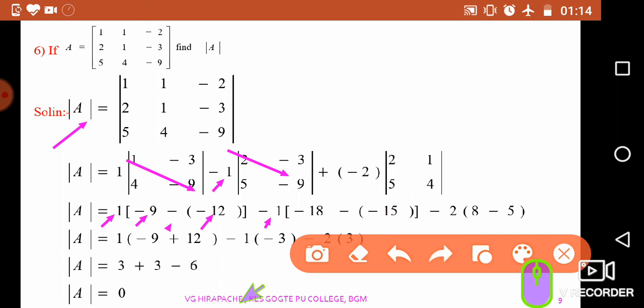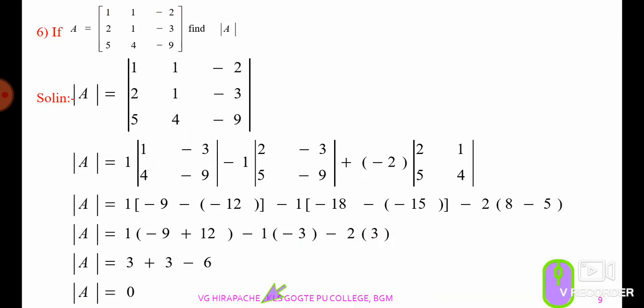Now this gives the value of the determinant: 1 into minus 9 plus 12. Then minus 1 into minus 18 plus 15 is minus 3. And minus 2 into 8 minus 5 is 3. Therefore here we have the value 3 plus 3 is 6. Therefore 6 minus 6 is equal to 0. The value of the given determinant is once again 0. Now in these examples we are finding the solution of third order determinant, that is the expansion of third order determinant along the first row.